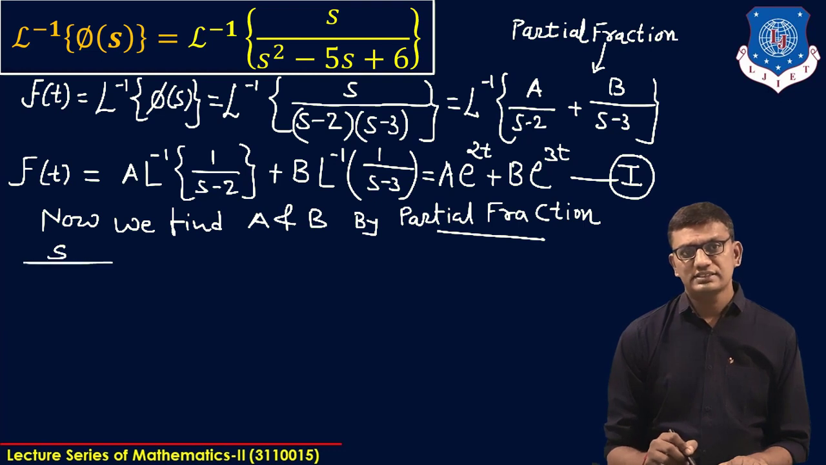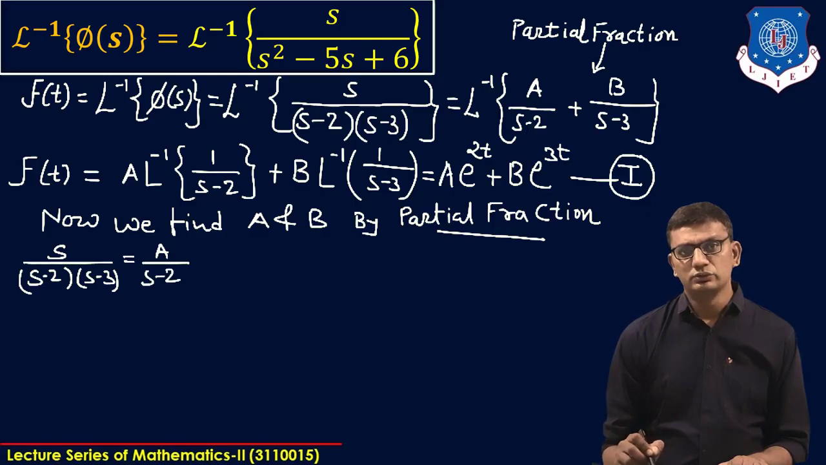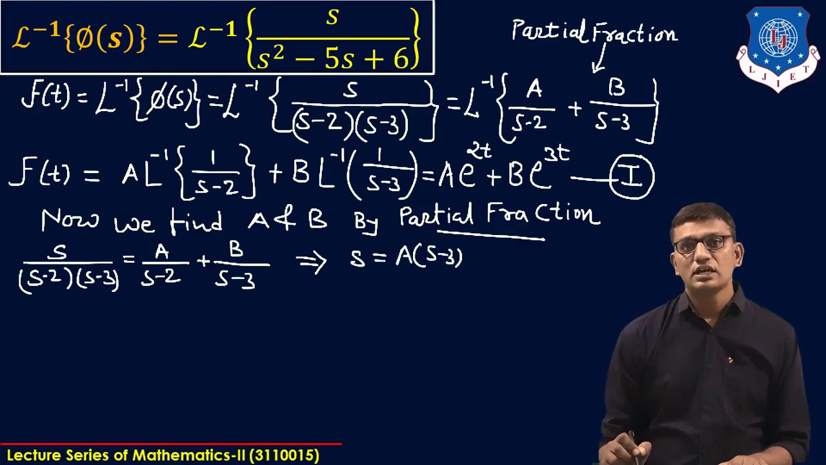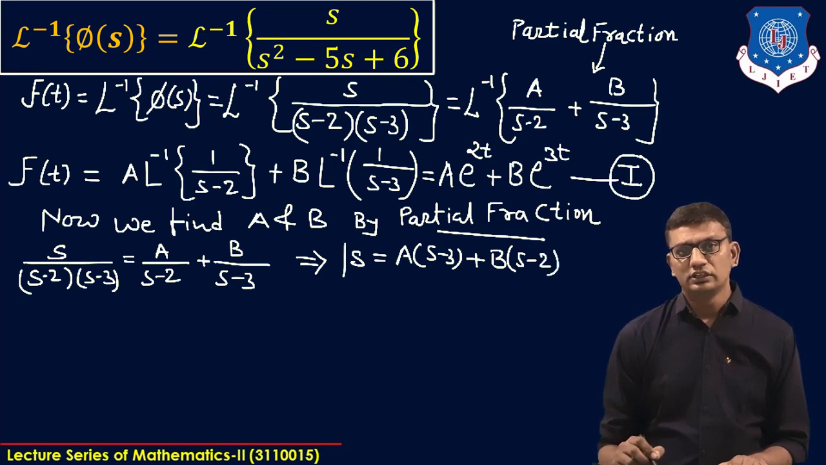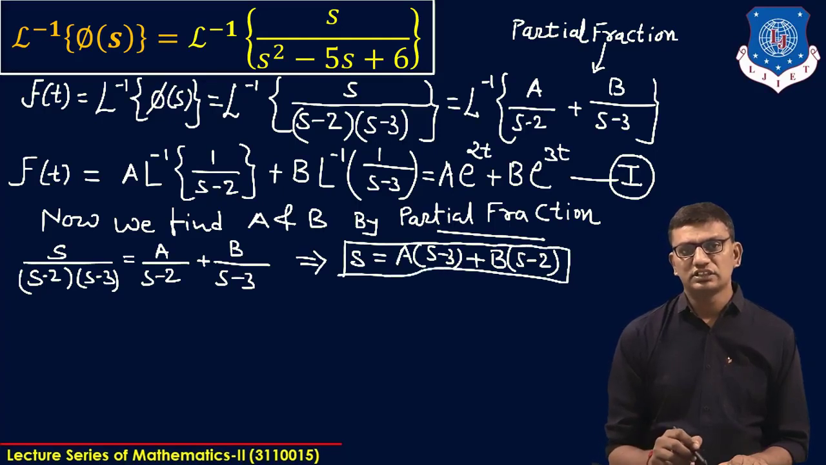Here s upon (s minus 2)(s minus 3) equals a upon s minus 2 plus b upon s minus 3, which is already written at the start of the example. That can be written as s equals a into (s minus 3) plus b into (s minus 2). Now we put some values of s and find a and b by the partial fraction method.